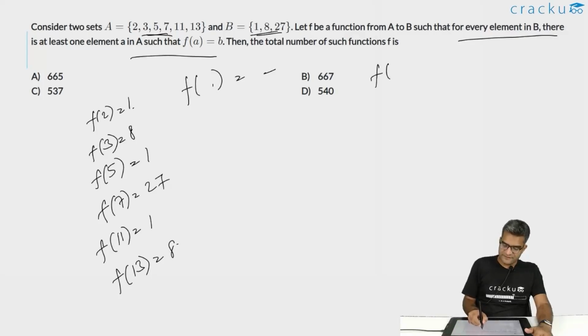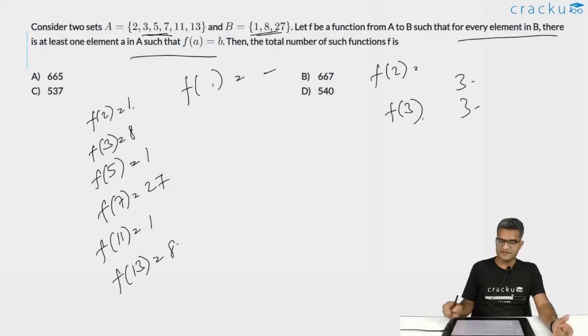We can say that f of 2 can be any one of 1, 8 or 27, so it can be selected in 3 ways. Similarly, f of 3 can be either 1, 8 or 27, that can be selected in 3 ways. Similarly, f of 5 can be selected in 3 ways and so on. And the total number of ways will be 3 to the power 6, which is equal to 729.